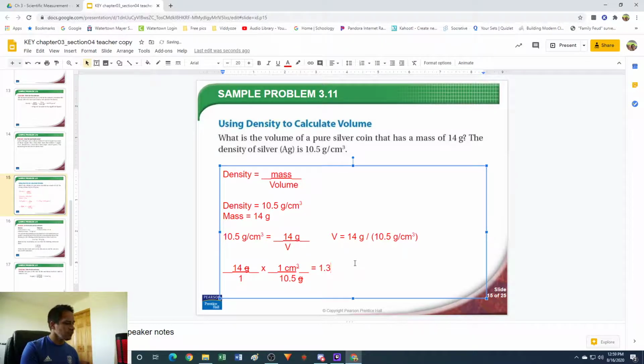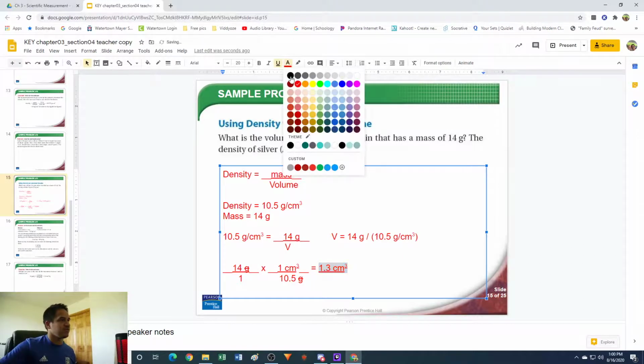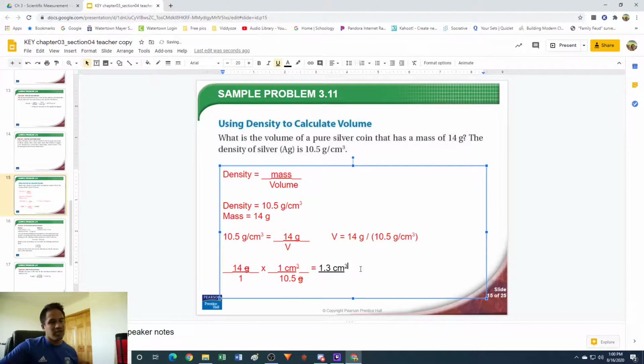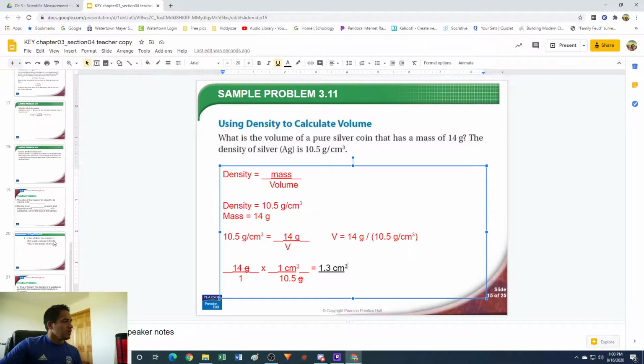So we're going to round this to 2 sig figs because our 14 grams that we're starting with as a mass has only 2 sig figs. So we get 1.3 cubic centimeters. That is our volume. Okay.